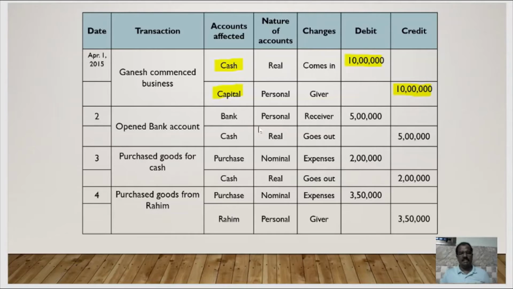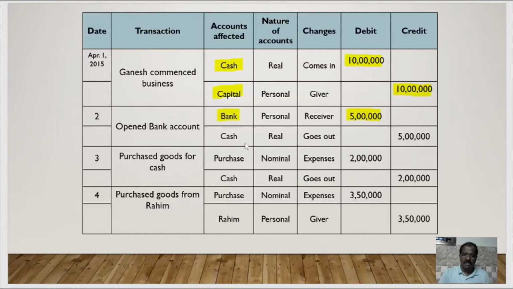Second, let us get into the transaction opening bank account. When I open the bank account, what are the two elements involved here? The benefit giving aspect and benefit receiving aspect. So the banker and the cash. When I am depositing money, who is receiving? Banker is the person who receives the cash. So as per the golden rule of personal account, banker is falling under personal account. Bank account should be debited because he is the receiver.